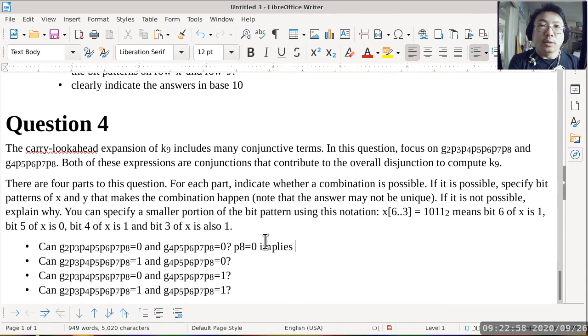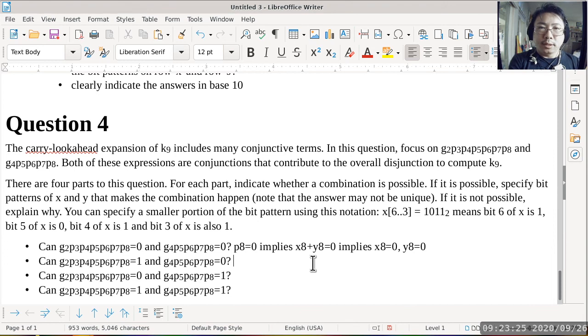But if you want the OR to be a 0, that means each component has to be a 0. So if I explain this fully, then we have x8 plus y8 being a 0, which then implies x8 is a 0, y8 is a 0. And that is sufficient to make both of these conjunctions zeros. We do not need to know anything about the other bits of x and y.